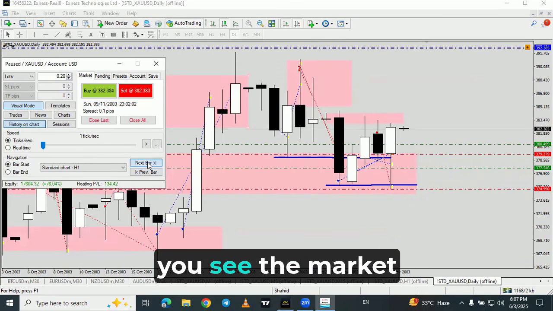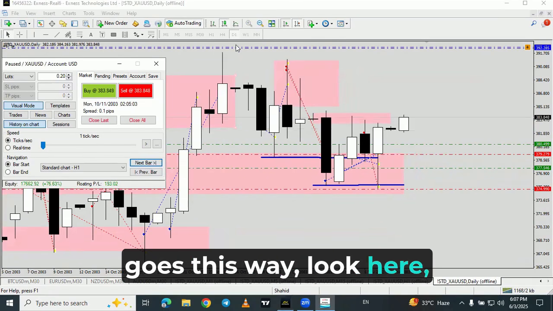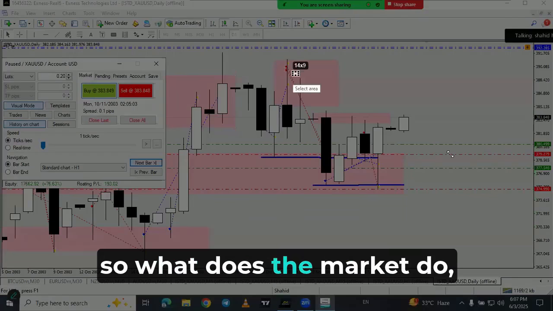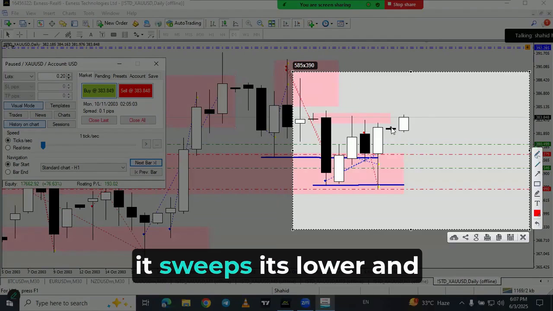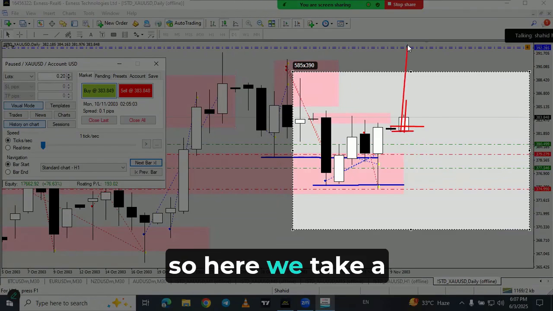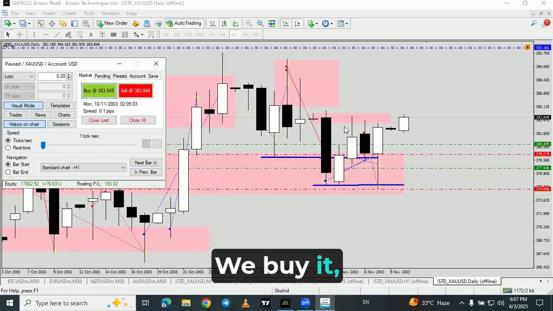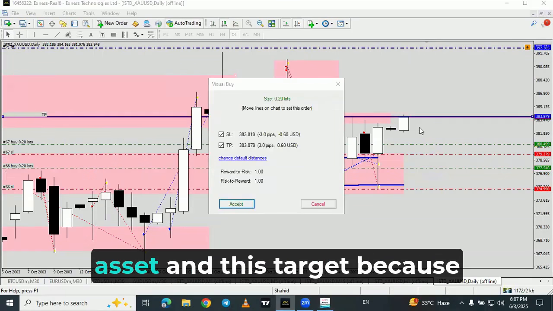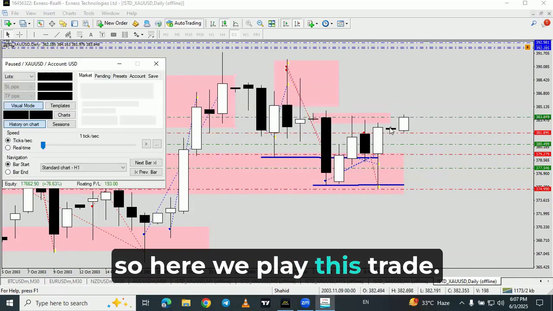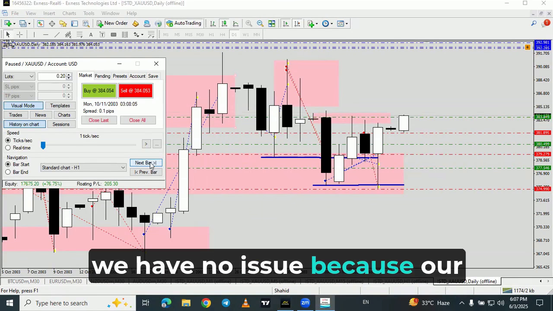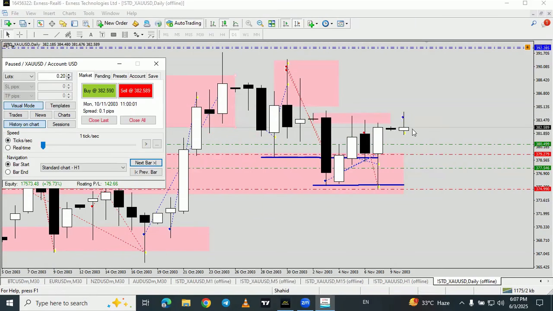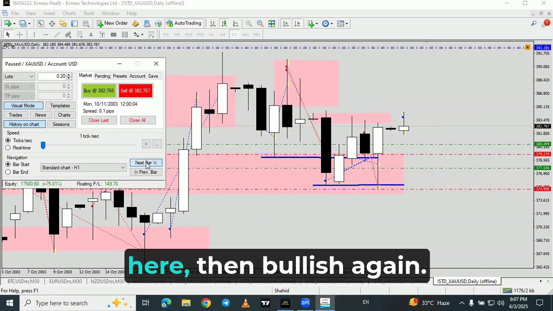So let's see. You see the market goes this way. Look here, see one thing here. If you see here, I explained to you. So what does the market do? The market engulfs, it sweeps its lower and closes above it. See, it is trying to become bullish. So here we buy it with this asset and this target, because the market tries to engulf it. So here we play this trade. If it happens, we have no issue, because our trend is giving a bullish signal from below. The market is trying to engulf it. The market will become bearish here, then bullish again.